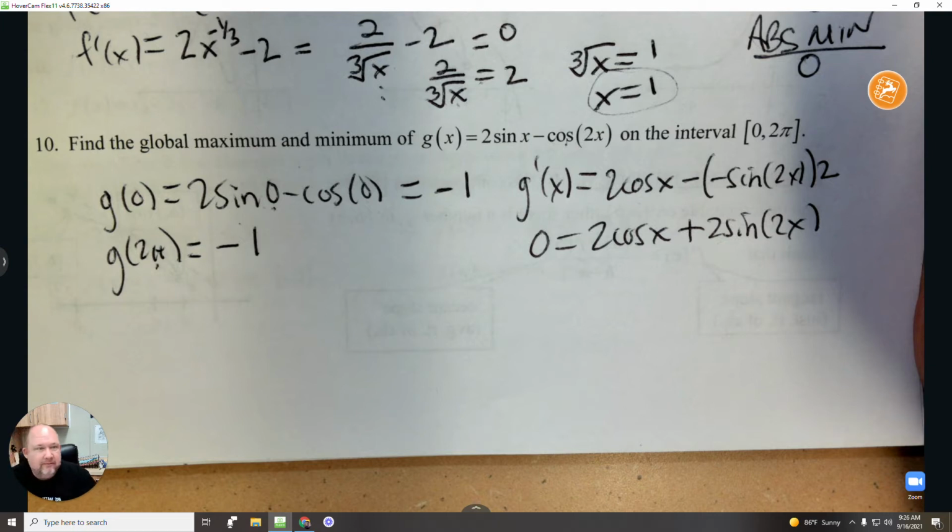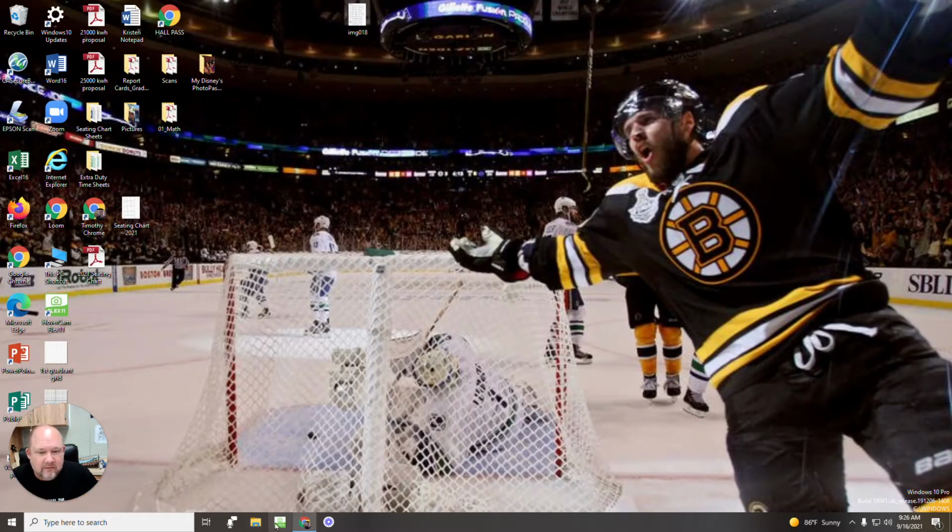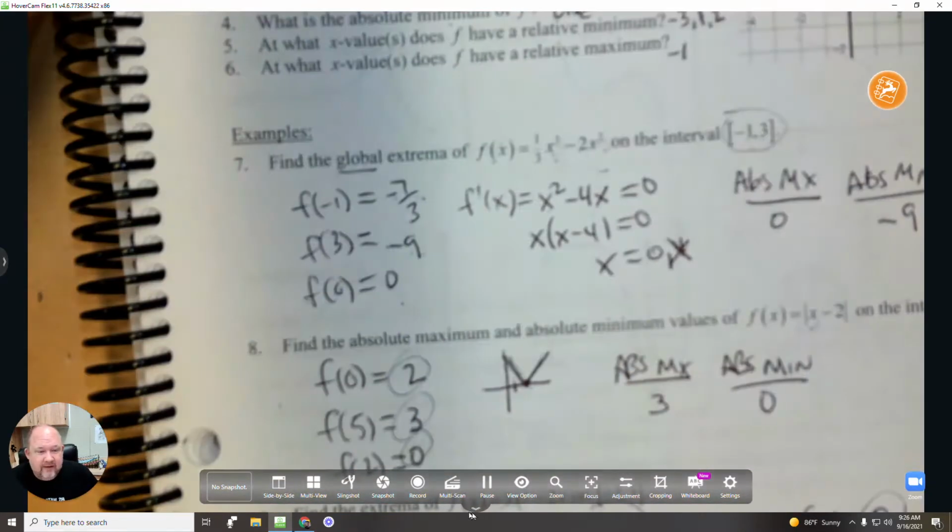Oh, my camera went. I don't know why my camera does this, but it does. Let's try again. Yay, it's working.